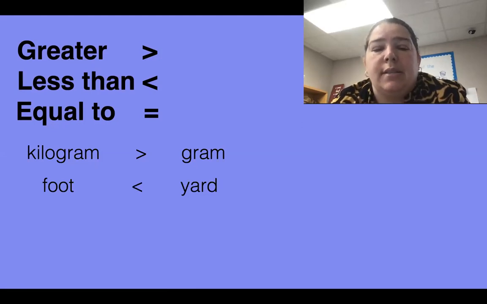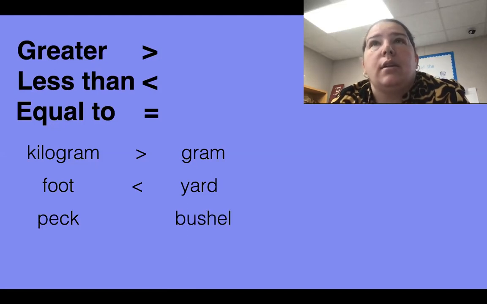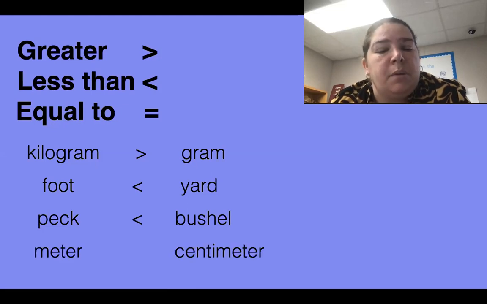Good, it is less than. And how about a peck? Is a peck greater than, less than or equal to a bushel? Very good. It is less than a bushel. How about meter and centimeter? Great. It is greater than a centimeter.